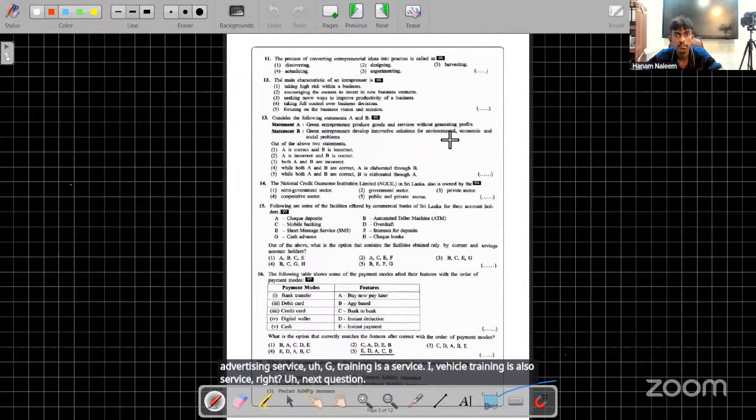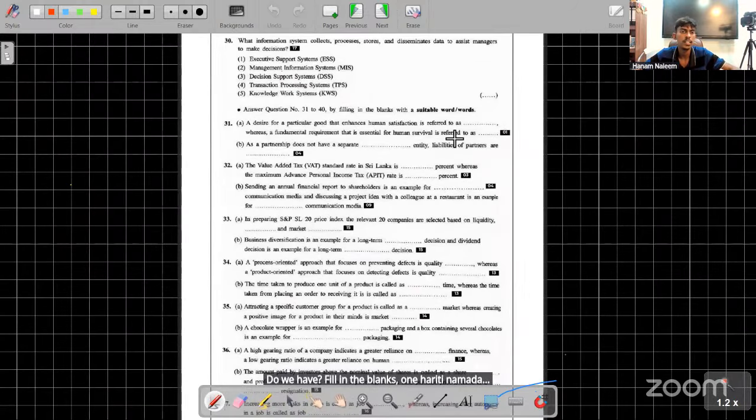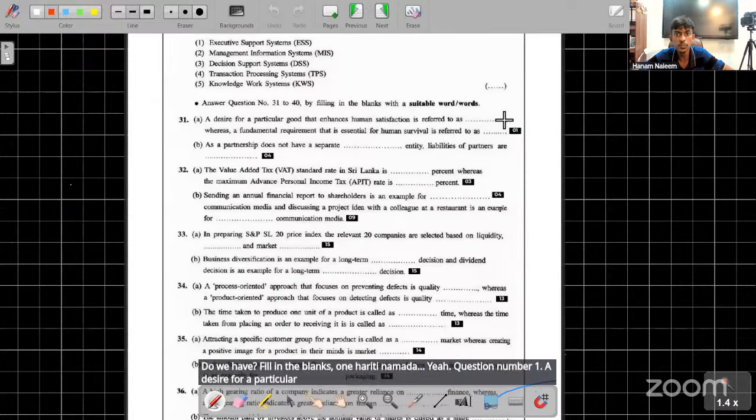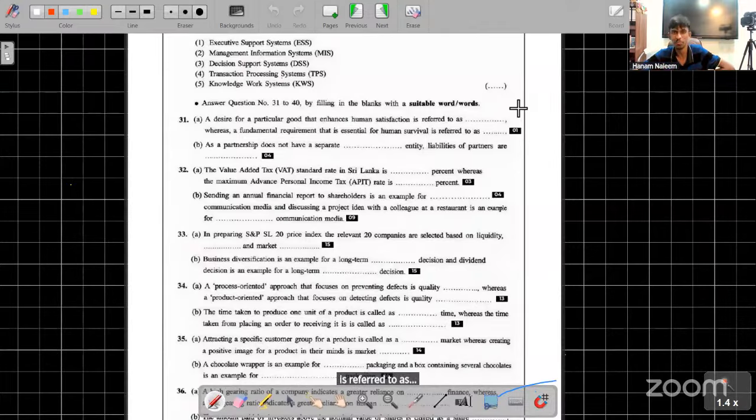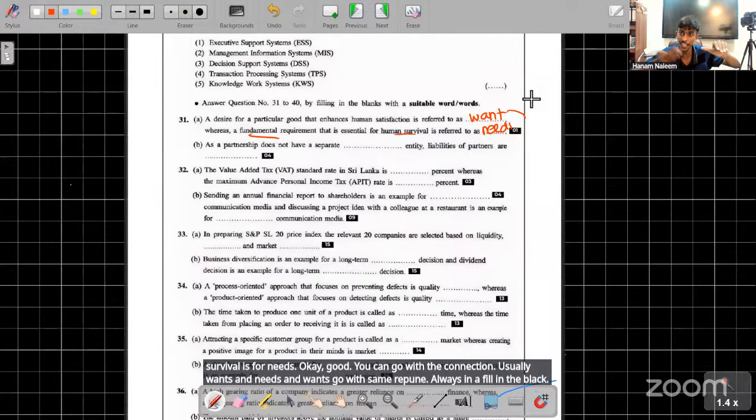Do we have fill in the blanks? Yeah. Question number one: a desire for a particular good that enhances human satisfaction is referred to as a want. A like to buy a particular good is a want. Whereas a fundamental requirement that is needed for survival is what? Needs. Okay, good. Usually wants and needs go together, always in fill in the blanks. Needs is the first answer, the second one is also wants.